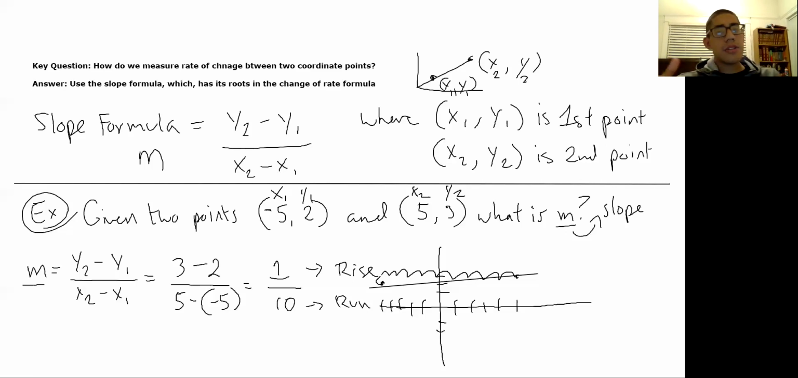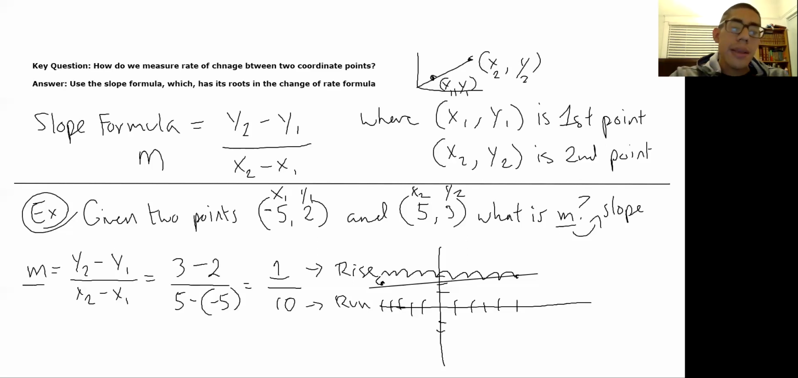Like I said, you get to choose which one is which one. As long as the ones are together and the twos are together on the same coordinate point, I can flip them around and I would honestly get the same answer, right? So here I just picked one. I just made the first one I saw x1, y1, and the second one I saw x2, y2. Now I'm going to plug them in.